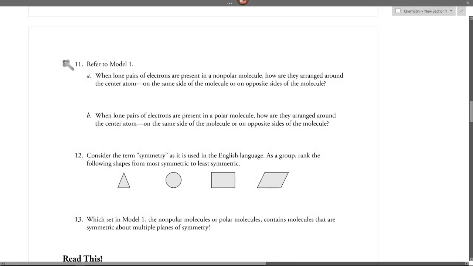All right. When lone pairs of electrons are present in a non-polar molecule, and when lone pairs of electrons are in a polar molecule, how are they arranged? Are they on the same side or opposite? So go back and look.